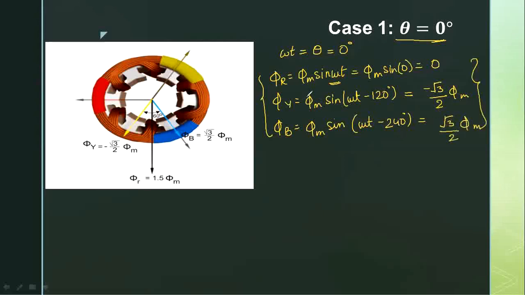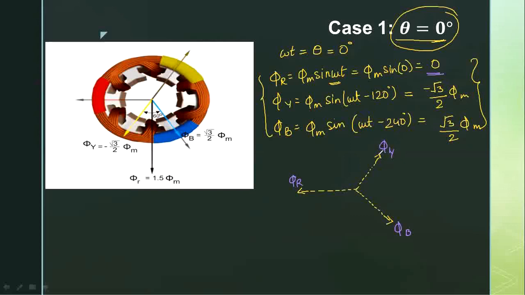We have got the instantaneous values of phi R, phi Y and phi B at the instant theta equals 0 degree. And using these values, we are going to draw the vector diagram. Now as we know, this is phi R, this is phi Y and this is phi B. If you see here, the phi R value is 0, so I do not need this phi R, whereas the phi Y value is minus root 3 by 2 into phi m. So we have to get the minus value of phi Y.